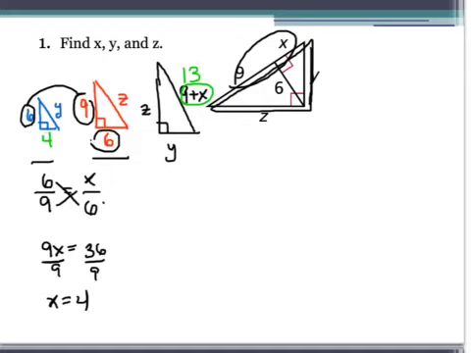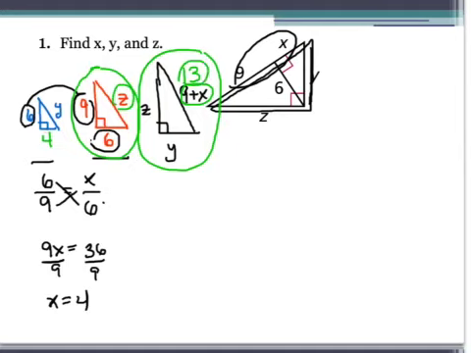Well, I do see one if I solve for z first, so I think I might try that one. To find z, I'm going to compare the second triangle, the medium triangle, to the large triangle. Do you see the proportion that I'm going to use? Let's compare the hypotenuse to the hypotenuse. So z to 13 is going to have the same ratio that 9 to z has, long leg to long leg.